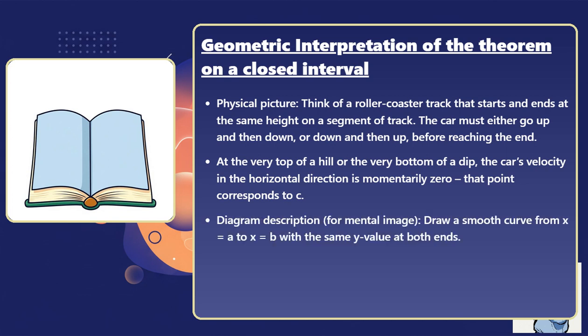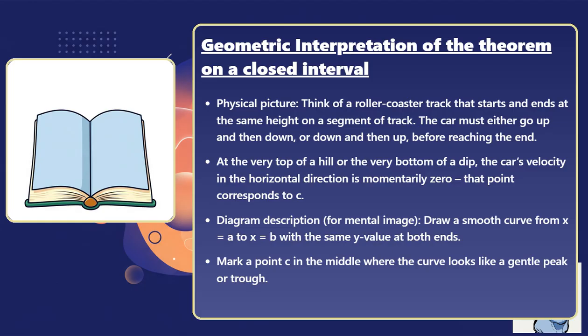Diagram description for a mental image: draw a smooth curve from x equals a to x equals b with the same y value at both ends. Mark a point c in the middle where the curve looks like a gentle peak or trough. At c, draw a short horizontal line to represent f prime of c equals 0.